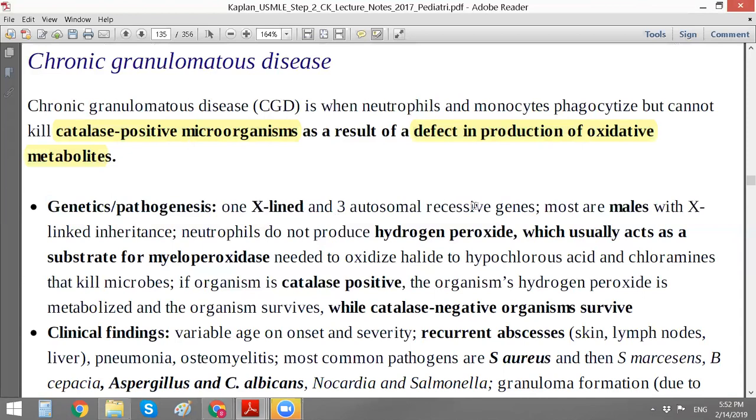One is X-linked, three are autosomal recessive, and most are males. Neutrophils do not produce hydrogen peroxide, which acts as a substrate for myeloperoxidase. In catalase positive organisms, the organism's hydrogen peroxide is metabolized and the organism survives, while catalase negative organisms do not survive.